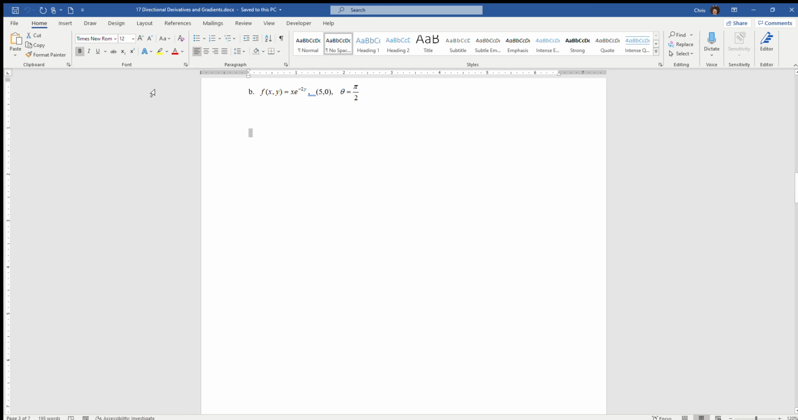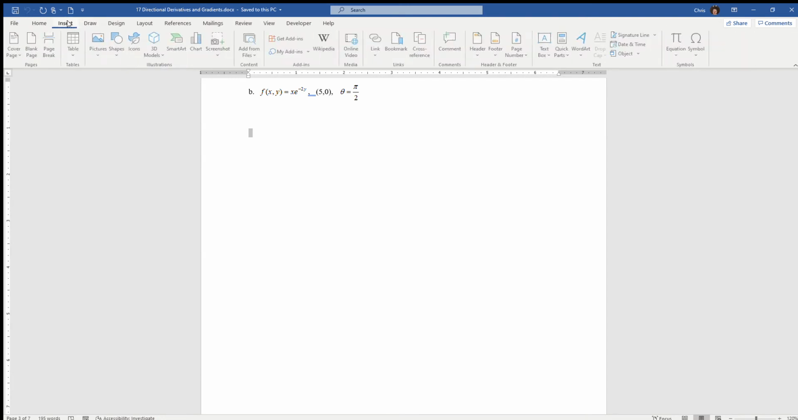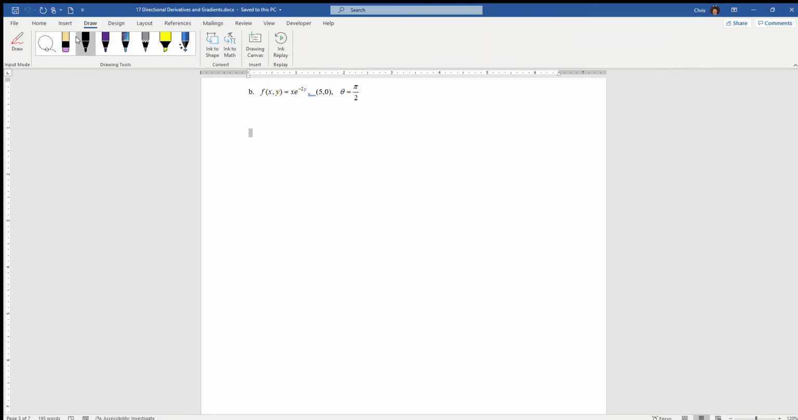Another example of finding the directional derivative at a specific point in a specific angular direction. So we have our function f(x,y) equals x e to the minus 2y, and we're going to evaluate that at the point (5, 0). We're going to find the directional derivative in the direction of pi halves, or 90 degrees.